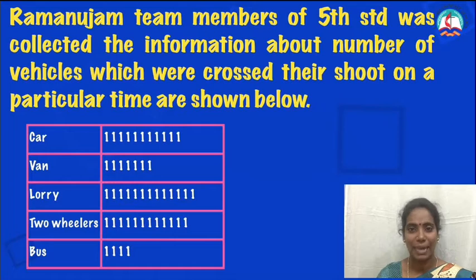Look at this example. Ramanujam's team members of 5th standard collected information about the number of vehicles which crossed their school at a particular time, as shown below. Okay. Now there is a car, van, lorry, two-wheeler, bus. See how many times they are seen. They have just put one mark for each. Now we are going to arrange this in tally marks.